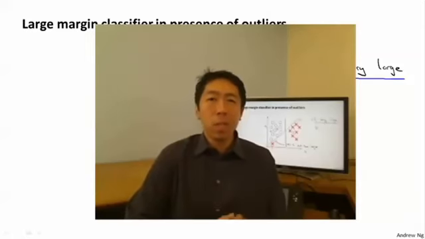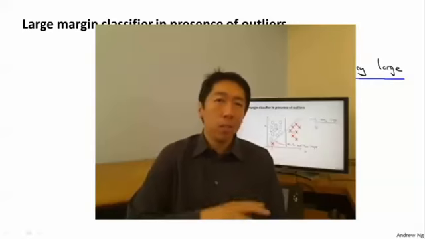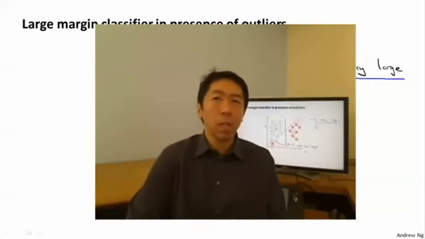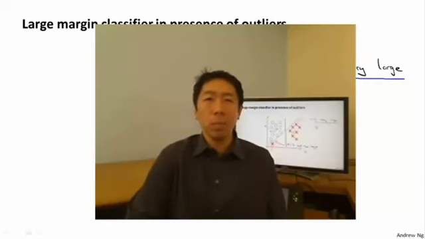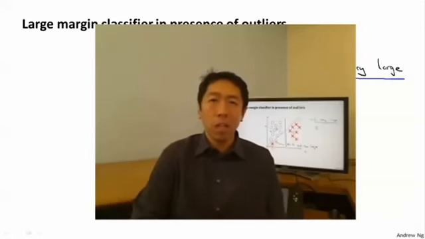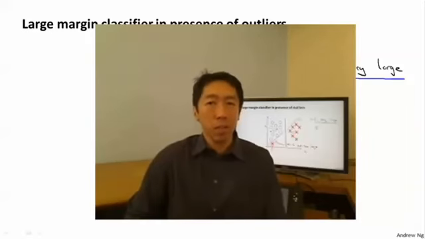There was one missing step in this video, which is why is it that the optimization problem we wrote down on these slides, how does that actually lead to the large margin classifier? I didn't do that in this video. In the next video, I will sketch a little bit more of the math behind that to explain that step in the reasoning of how the optimization problem we wrote out results in a large margin classifier.